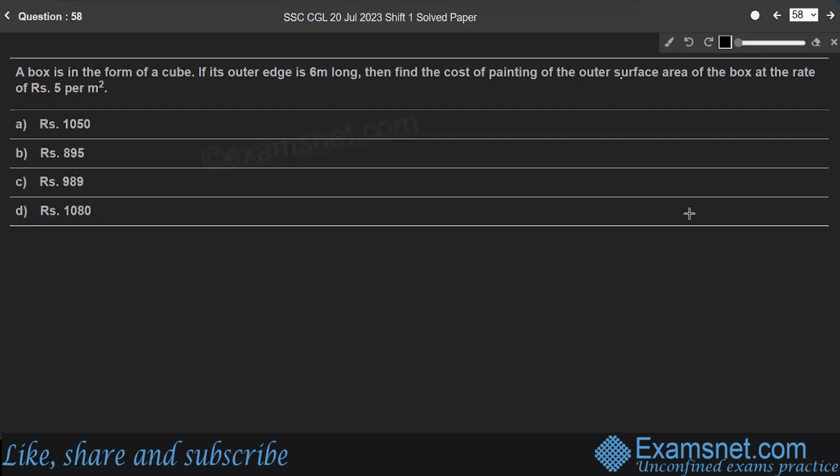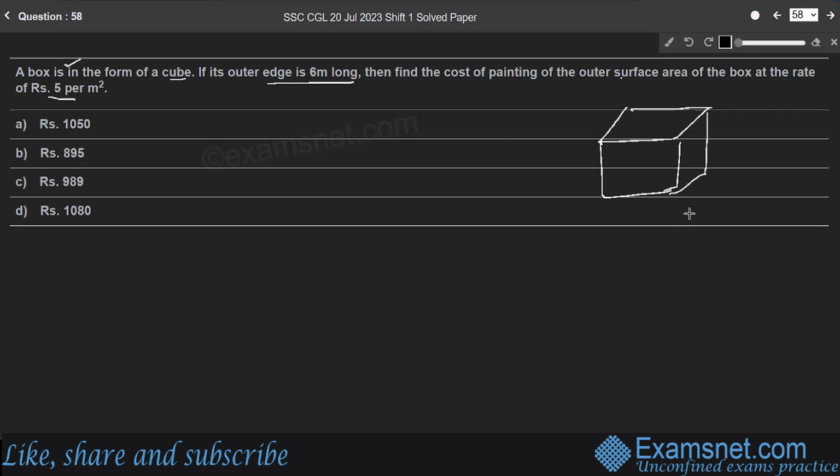Question 58. A box is in the form of a cube. If its outer edge is 6 meters long, then find the cost of painting of the outer surface area of the box at the rate of rupees 5 per meter square. So let us consider a cubical box like this. So first we need to find the outer surface area of the box.